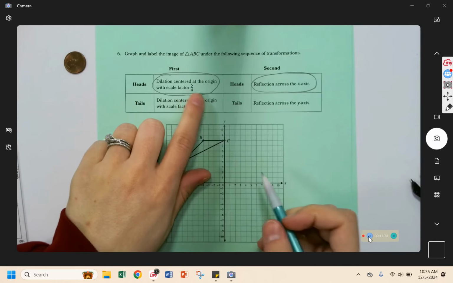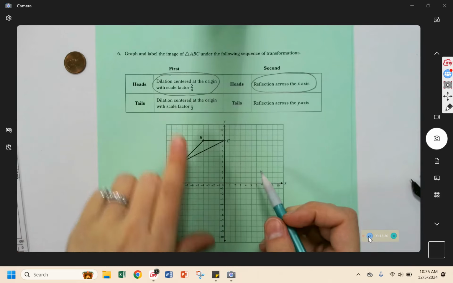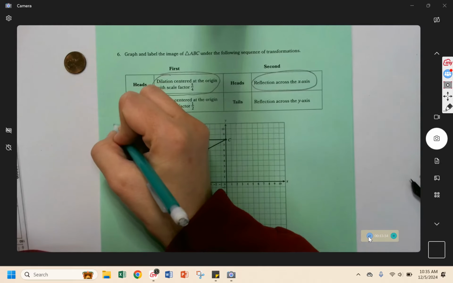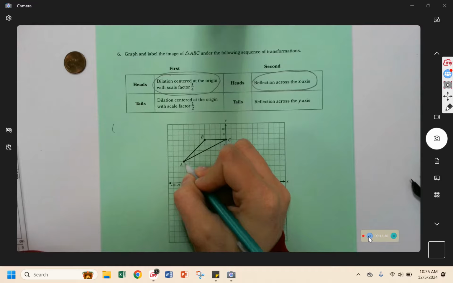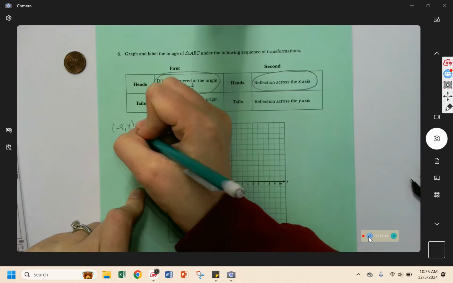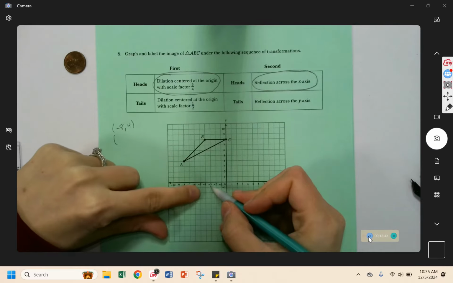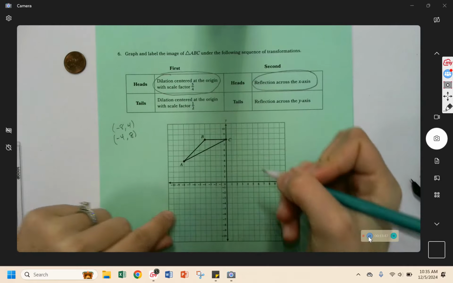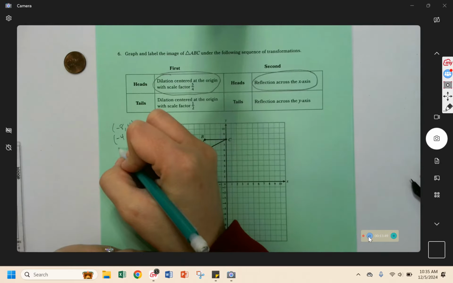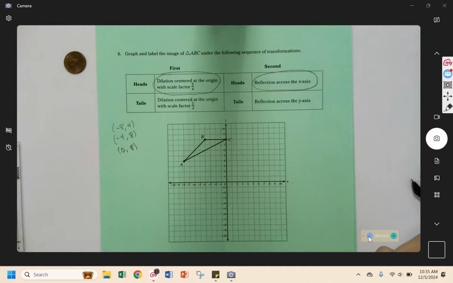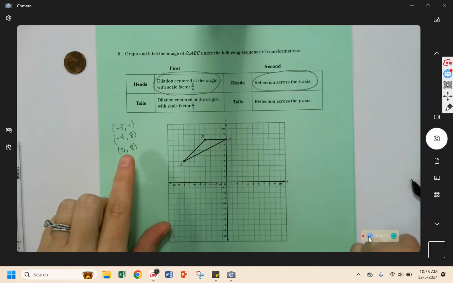Alright, so we're dilating from the origin with a scale factor of 5/4. So we're going to take A, B, C, their coordinates, and multiply by 5/4. So we have A is at negative 8, positive 4. B is at negative 4, positive 8. And C is at 0, positive 8. So we're multiplying by 5/4.